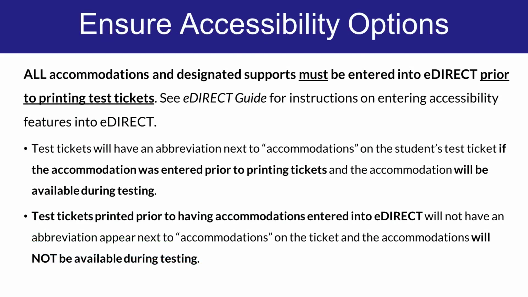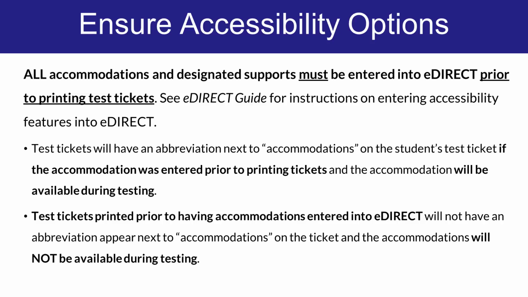The District Assessment Coordinator must enter a student's approved accessibility features into the testing management portal called eDirect prior to printing test tickets. Test tickets will have an abbreviation next to the word accommodations on the student's ticket if the accommodation or support was entered prior to printing the ticket. If it is on the ticket, the support will be available during testing.